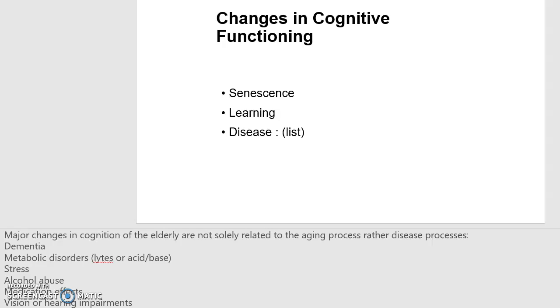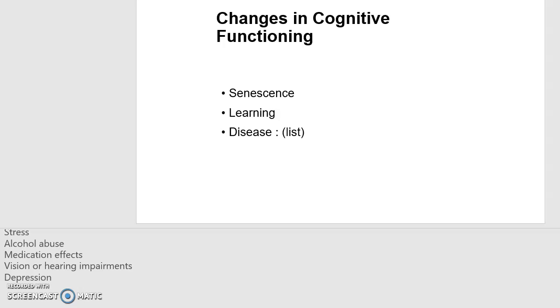We know that they have some disease processes that can change their cognitive functioning, such as dementia, any metabolic disorders that involve electrolytes or acid-base balance, stress, alcohol use, medication effects. Any vision or hearing impairments can cause change in cognitive functioning. Any depression. In fact, loneliness or social isolation can also cause change in functioning.